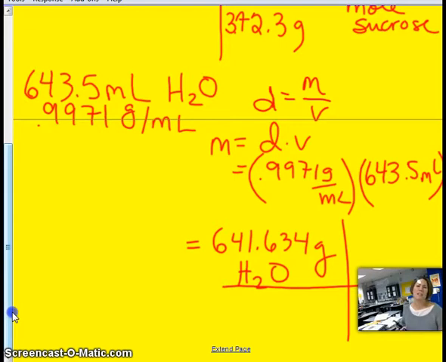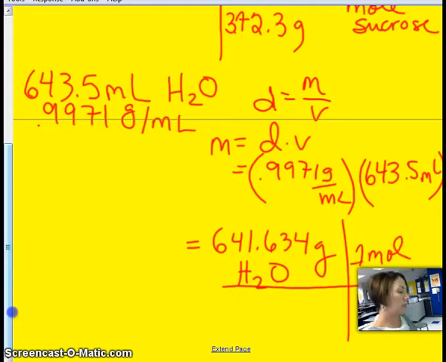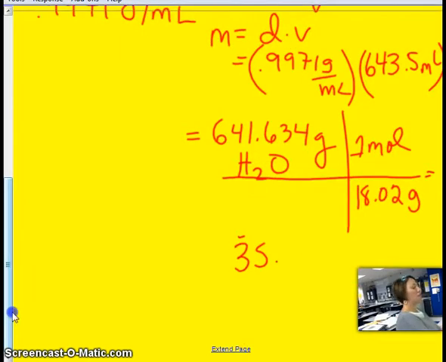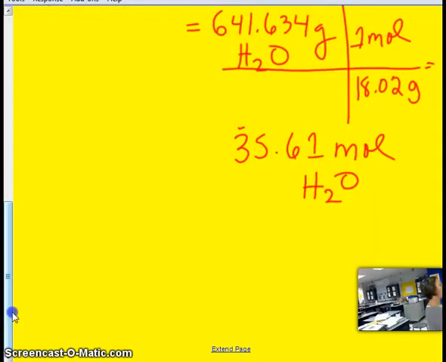And if you have the mass of water, you can find the moles of water. Now, why would I need the moles of solute and the moles of solvent? So I can get the mole fraction. That's why I'm going through all this. So we're going to take our answer and divide it by the formula mass of water. 1 mole is 18.02 grams. And if you divide those, you get 35.61 moles of water. So now I can get the mole fraction of my solvent.